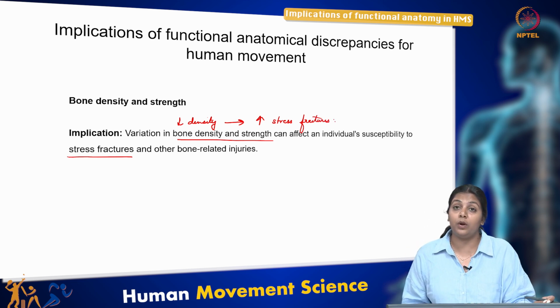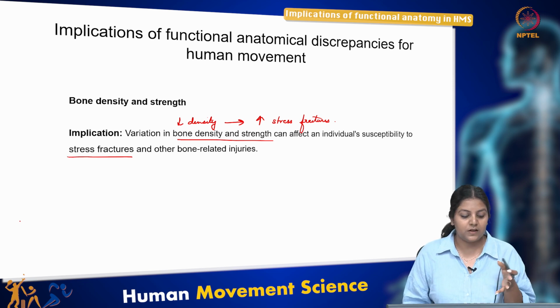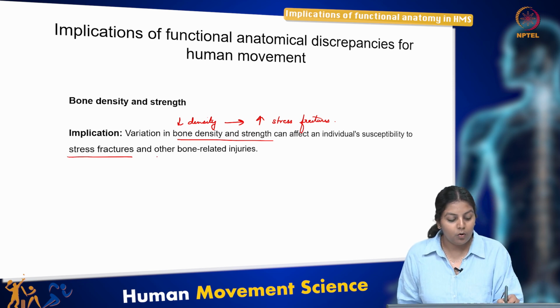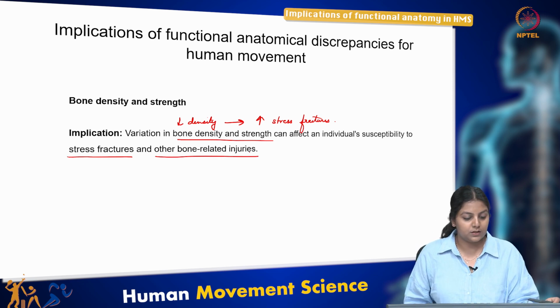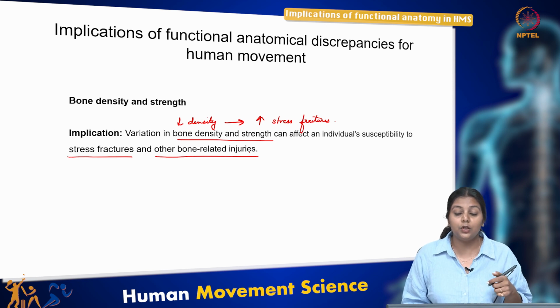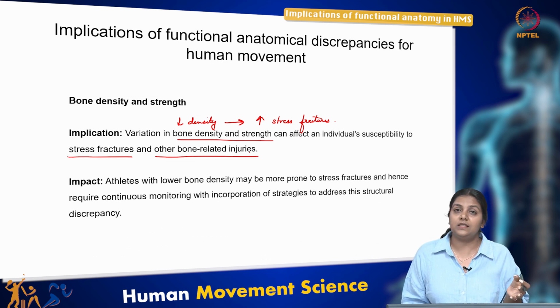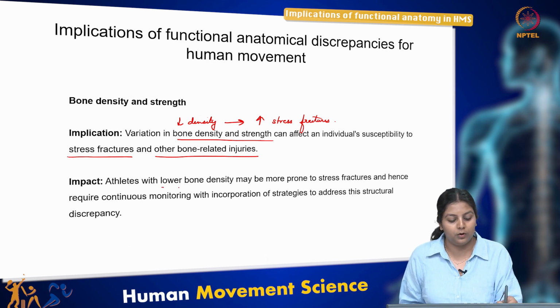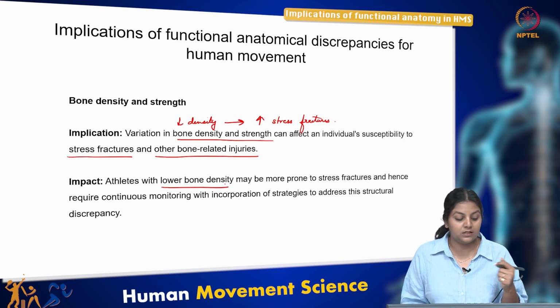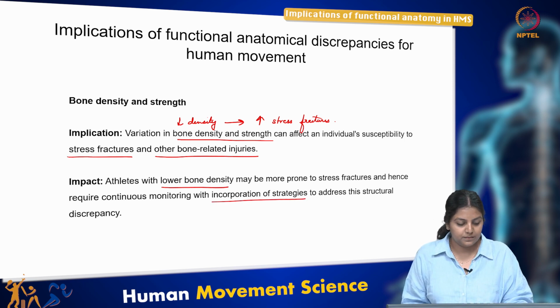They have a lot of loading happening through their spine, and if you have low bone density, that makes them more susceptible to stress fractures in the spine or any other bone related injuries. So it's important for us to monitor our bone health, bone density, and to look at training programs or supplements accordingly. So of course, how does it impact an athlete? An athlete with lower bone density may be more prone to stress fractures and hence requires continuous monitoring, as we discussed, and incorporation of strategies to address these discrepancies.